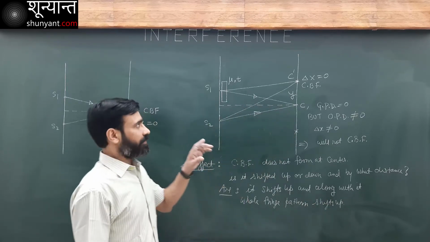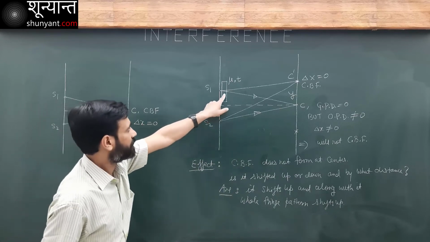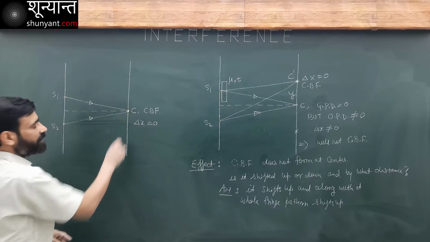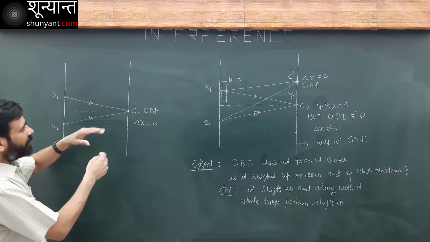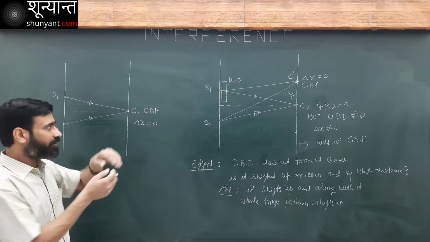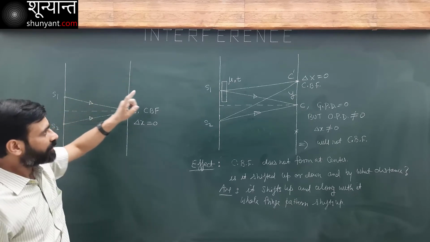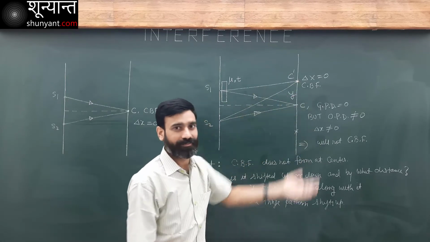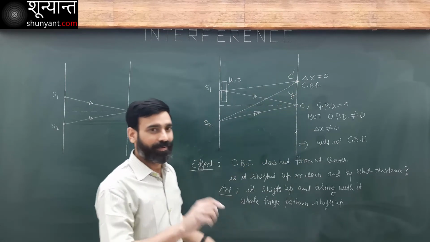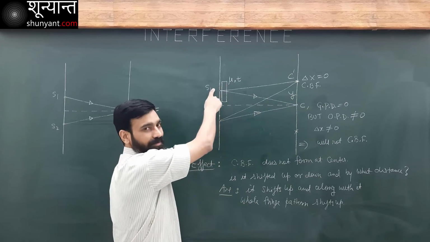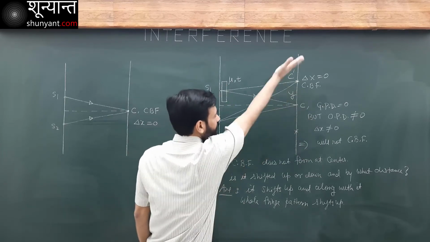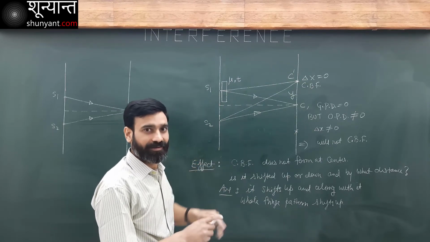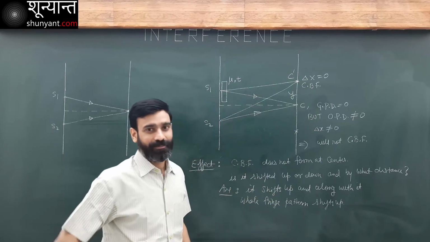If I do not have this transparent medium here, then I get the central bright fringe here, and the whole fringe pattern will be symmetrical to this. The moment I keep it, the whole thing is going to shift up. So if I cover this upper slit, the whole thing is going to shift up. And what will happen if I cover this lower slit? Then the whole thing will be shifted down.